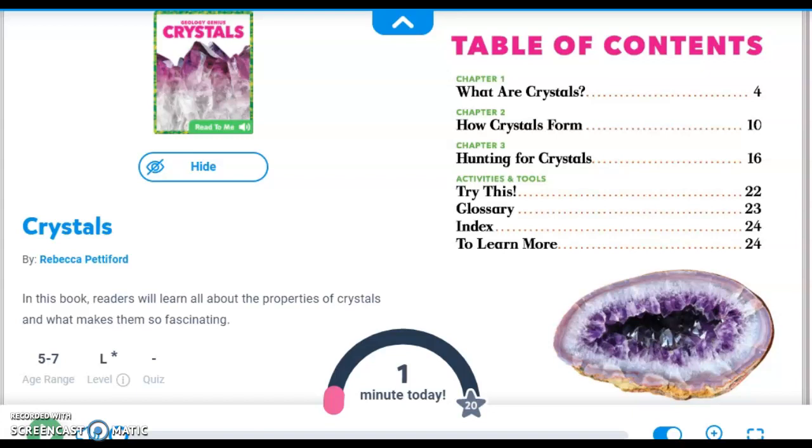For today's read aloud, we are going to read about crystals. So I want you to make sure you pay close attention to the text features that are in this text because this is an informational text.